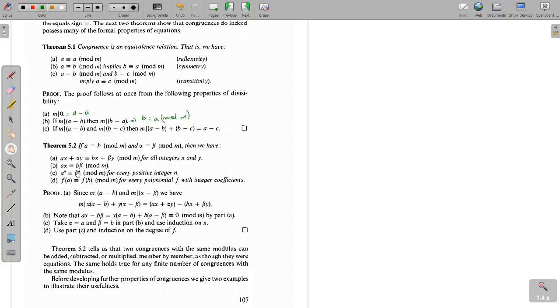The first parts are very easy to prove. m divides a minus b and m divides alpha minus beta from the hypothesis. Then m divides the multiple of a minus b again.